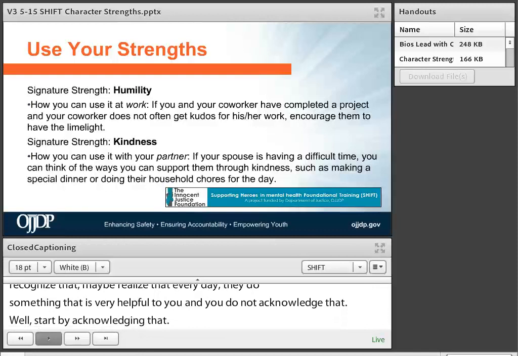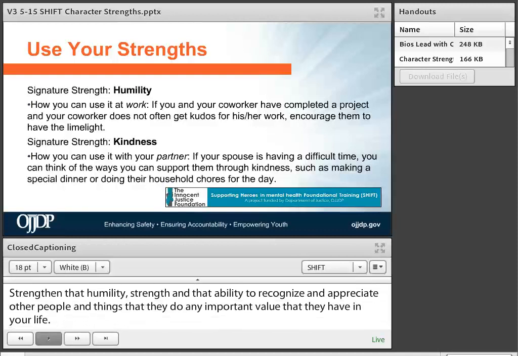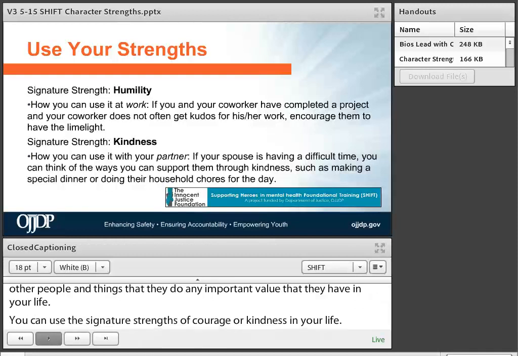You can use the signature strength of kindness in your life. You can do that like this says, if your partner's having a hard time, think of ways to support them through kindness. You can support someone at the grocery store through kindness by, if you see someone who's struggling with their groceries, do an act of kindness and help them carry their groceries to the car. Or an act of kindness might be when you witness someone doing something nice for somebody, you say, wow, that's really great that you did that.